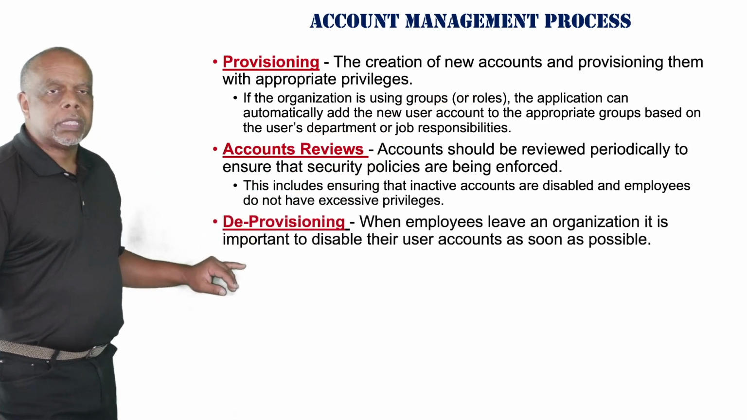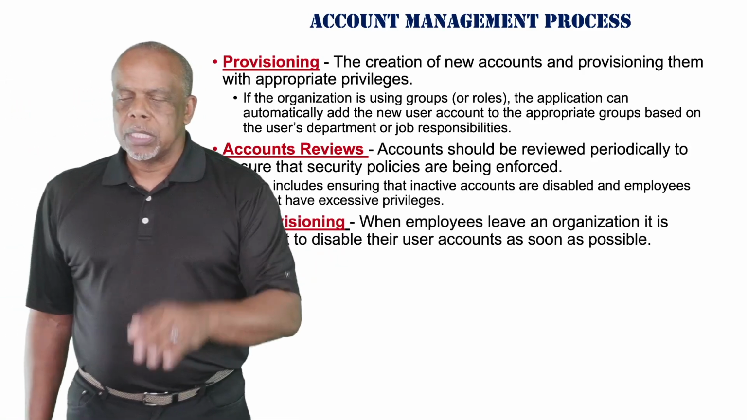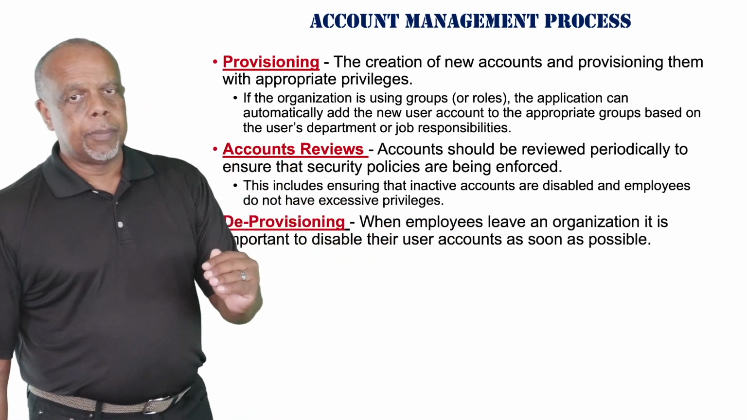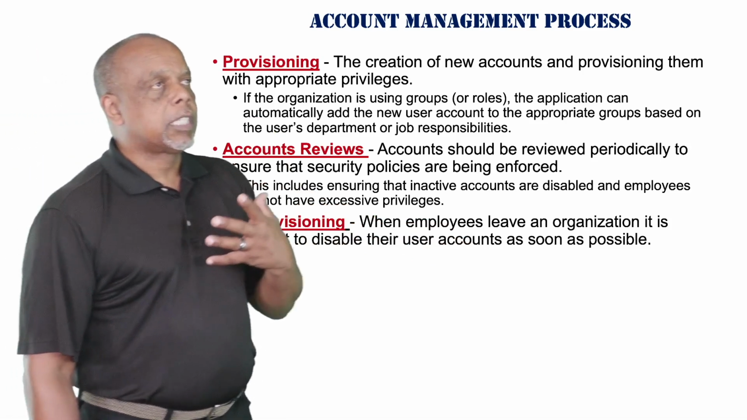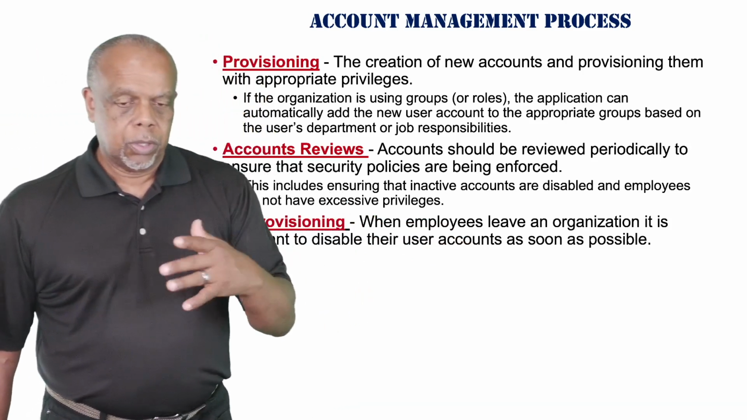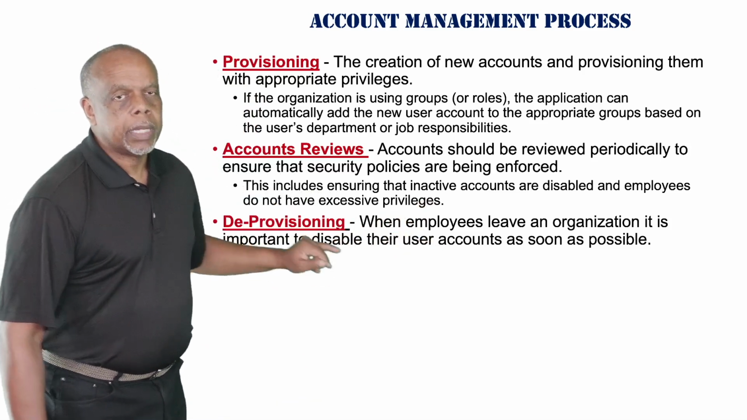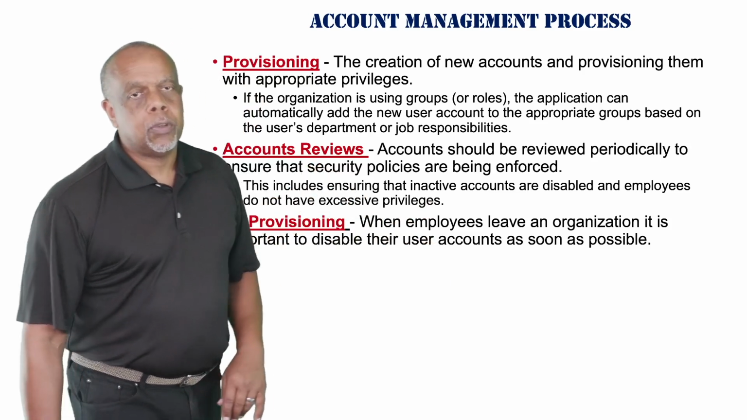The last part of this is deprovisioning. This is very important. What happens when a person leaves your organization? That account should be disabled as soon as possible. Many times it's very easy when somebody leaves the organization because they go through out-processing. What happens when people move within your organization to another department? That's part of that deprovisioning that should be attached to your account review process.